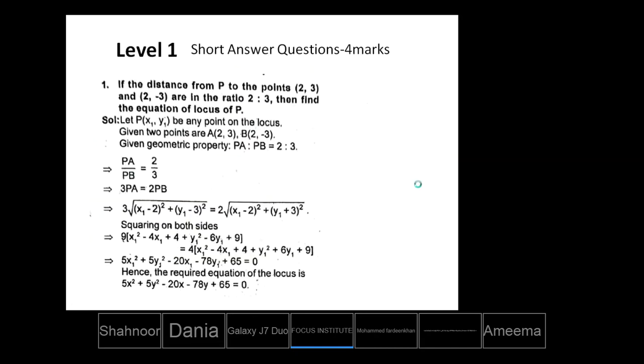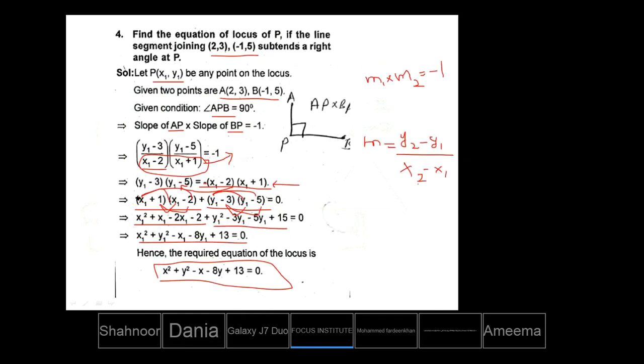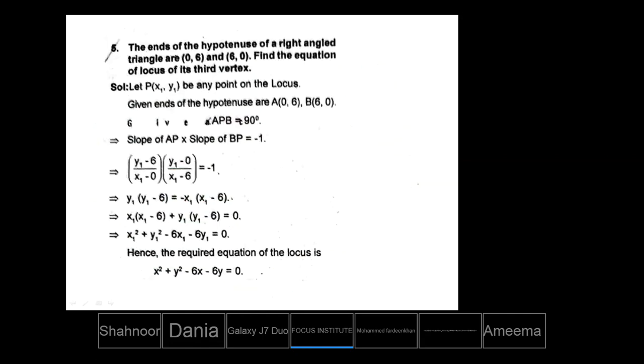Okay, so we have done till question number 4. Now let's go for question number 5. This is the easiest chapter and it carries 4 marks. If you are perfect in this chapter, you can easily score 4 marks. The ends of the hypotenuse of a right angle triangle are (0, 6) and (6, 0). Find the equation of locus of the third vertex.